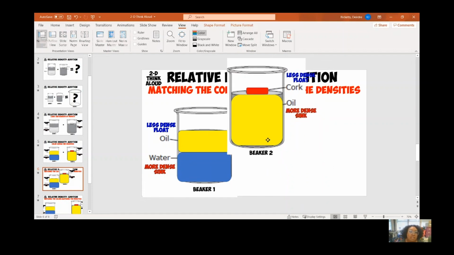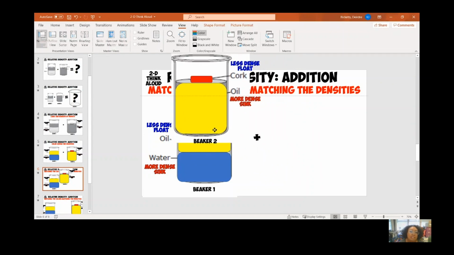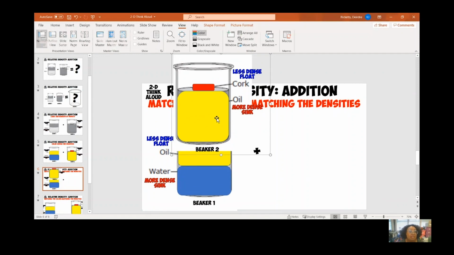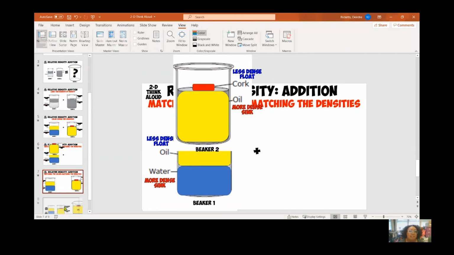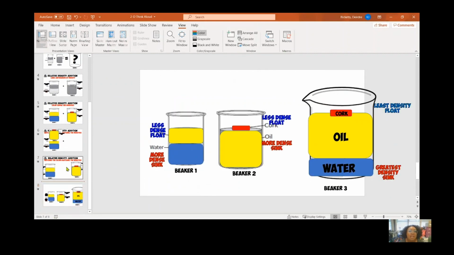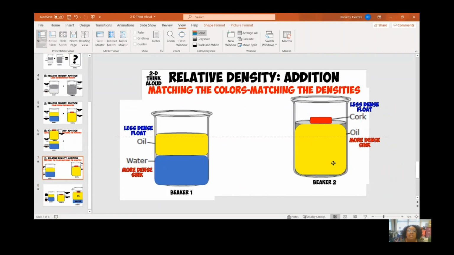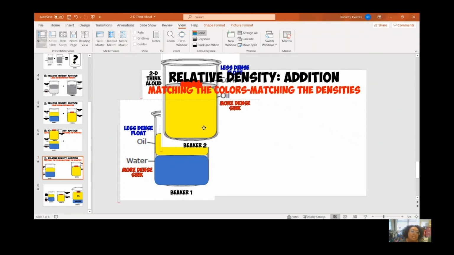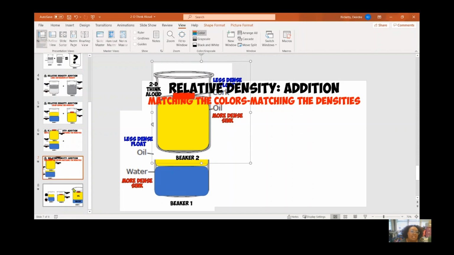So if I were to put this on top of it, it would look like this. It's not perfect, but you get the idea, right? Let's go on to the next slide and see if it looks any better. Here we go. Matching the densities. I made them just a little smaller so it kind of fit better so you could see it. You kind of get the gist of it.